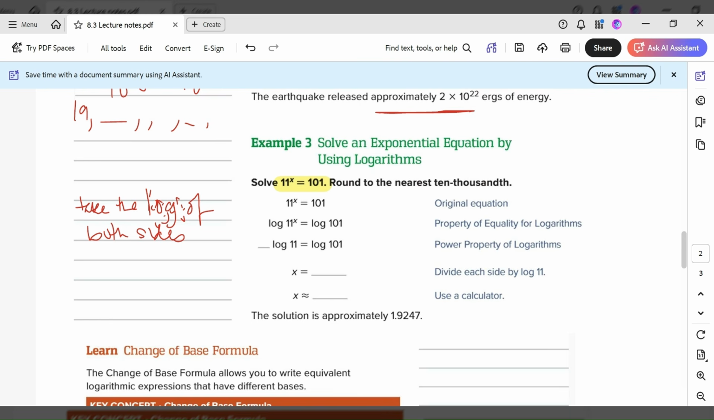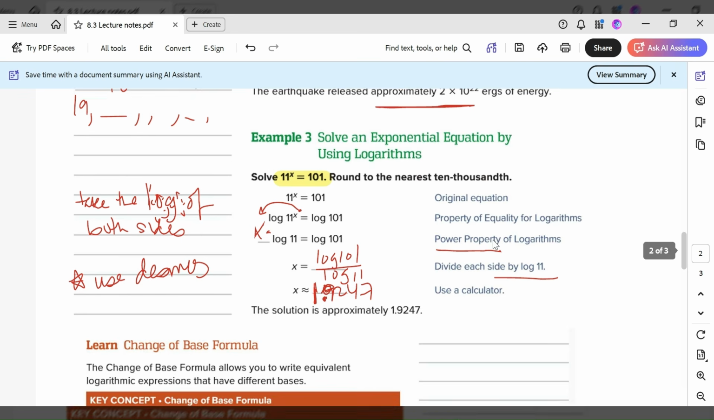Because now we have to do the power rule, because the x has to come down. So that x, remember, is going to come and slide in front. So now we're saying x times the log of 11 equals the log of 101. We're going to divide each side by log of 11. So now I'm seeing log of 101 over the log of 11. And then you plug this in the calculator. So use Desmos. And it's going to come out to be 1.9247 for its approximation.